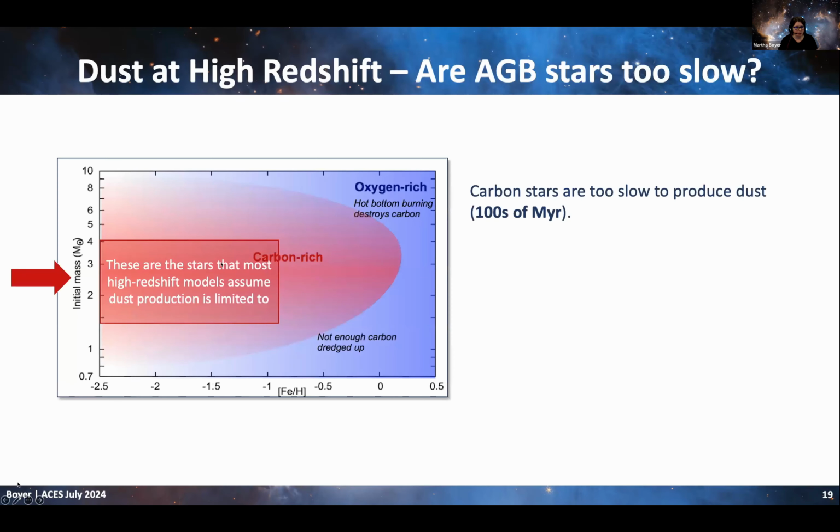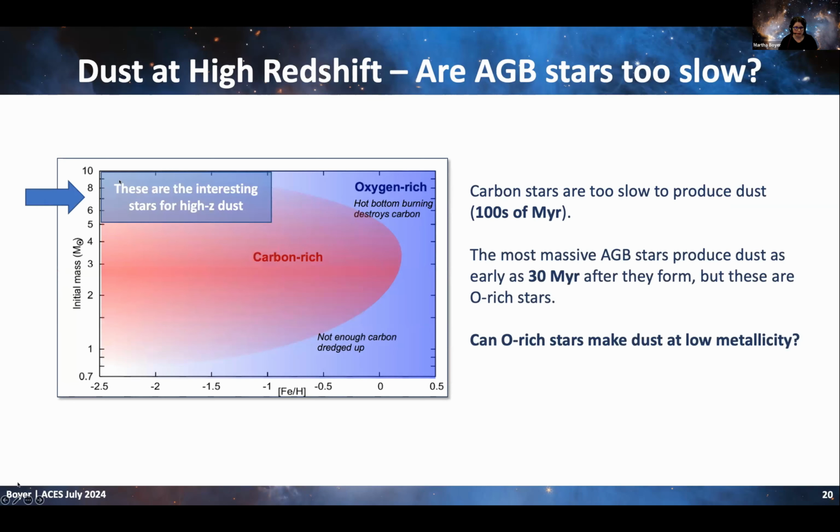And just to discuss that a little bit more, this is that same mass metallicity plot from before, and the stars that are in the DUSTiNGS galaxies are probably in this range here, sort of lower mass, probably carbon stars. We don't know for sure because we only have a few data points, but we are probably in this regime. And these carbon stars are slow. They're low mass. They take hundreds of million years to start making dust. So they're not really that important at high redshift.